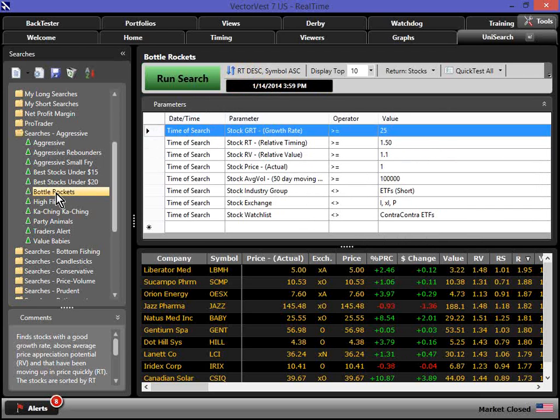Russ has a good point. He says they could blow off in your hand. Keep in mind, as an aggressive investor, you're taking on a little more risk. There's a chance that this stock could start to come down, so you want to make sure you have stops in place. All right, so that's one search.